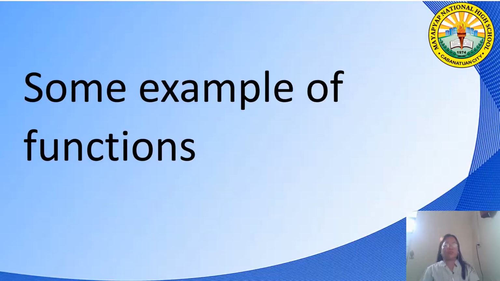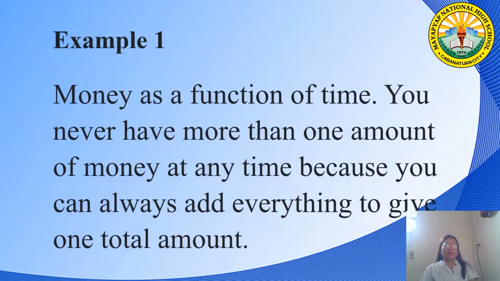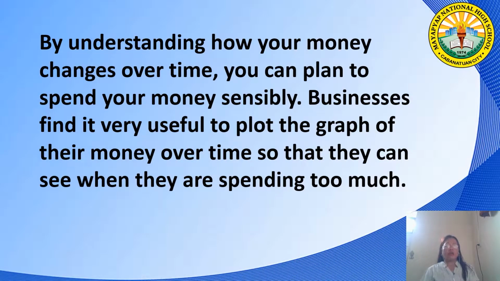Examples of functions. Money as a function of time. You never have more than one amount of money at any time because you can always add everything to give one total amount. By understanding how your money changes over time, you can plan to spend your money sensibly. Businesses find it very useful to plot the graph of their money over time so that they can see when they are spending too much.